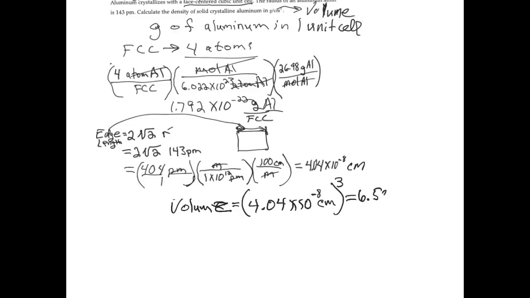So what I want now, this is in centimeters, and I want to calculate my volume. It is going to be 4.04 times 10 to the minus 8th centimeters cubed, because that's how you calculate the volume of a cube. And so if I do that, I get a very small number, as you might guess, because we're talking about a really small unit cell. So this would be 6.59 times 10 to the minus 23rd cubic centimeters.